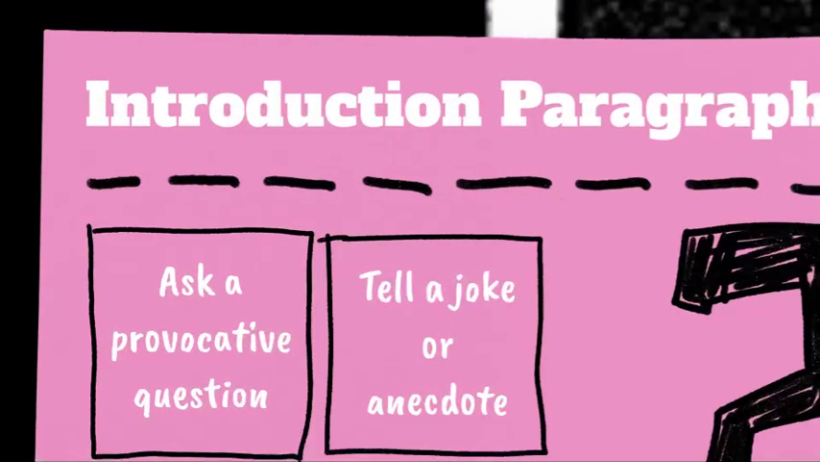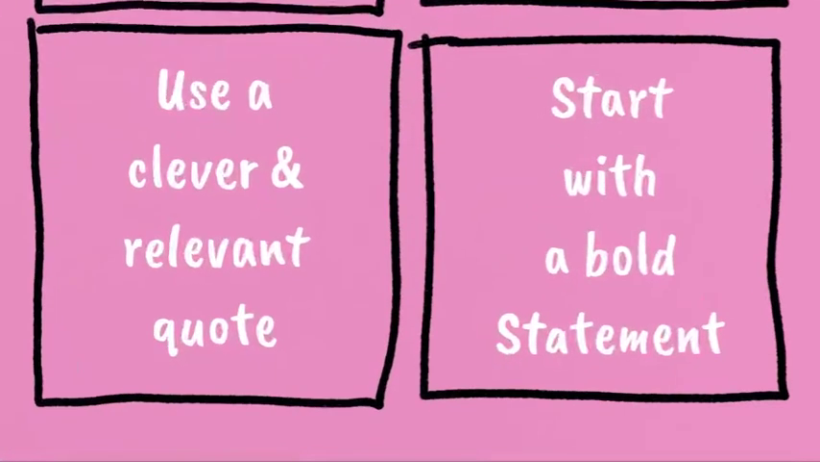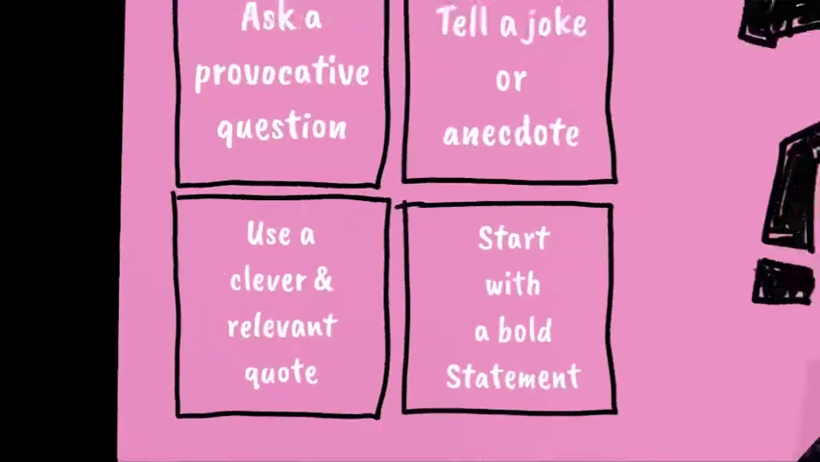All right, let's start with the introduction. This paragraph does 3 key things. 1, it grabs your reader's attention. That's your hook. 2, it builds context and sets the stage. That's your transition. And 3, it clearly states what your essay will argue or explore. That is your thesis statement. Some examples of hooks are asking a provocative question, telling a short story or an anecdote, using a clever or relevant quote, or starting with a bold statement. From that, you will need to transition smoothly into your thesis, which is the central focus of your entire essay.